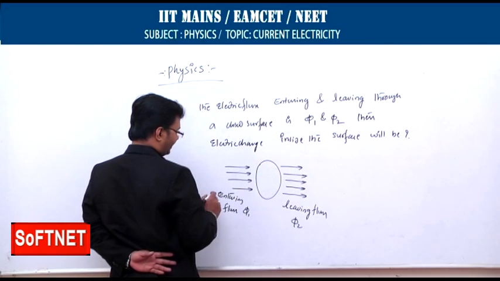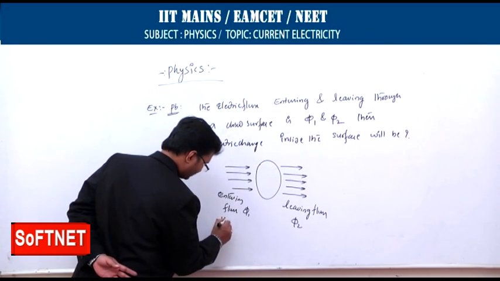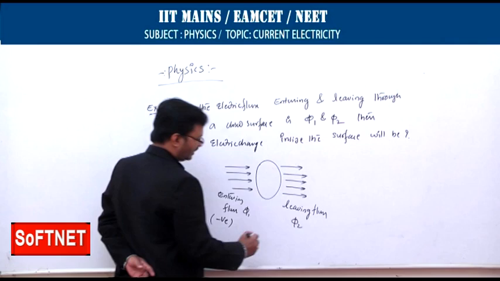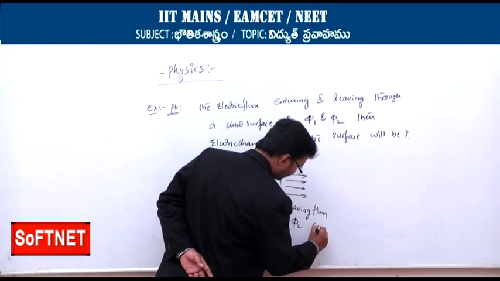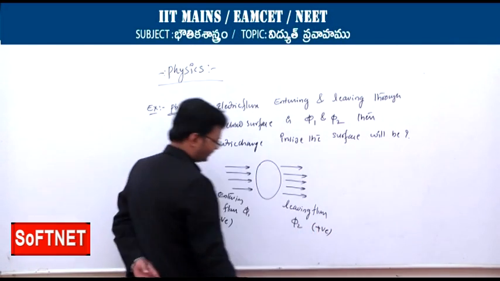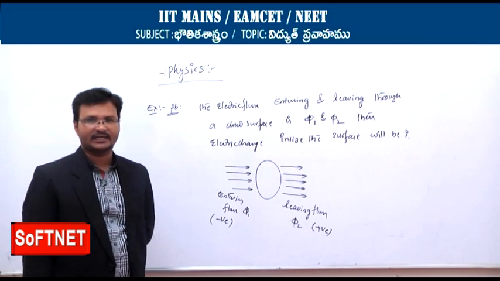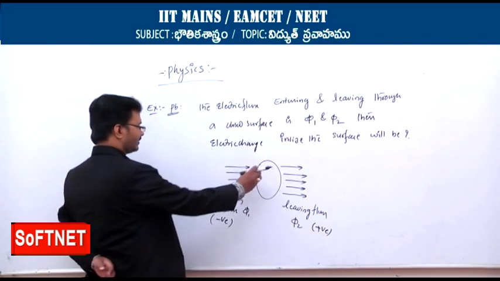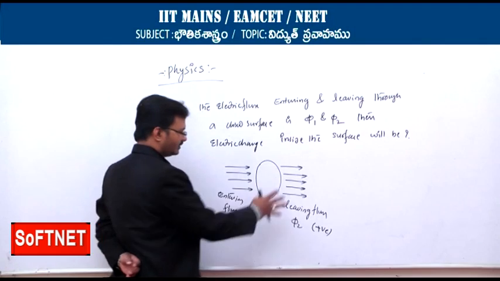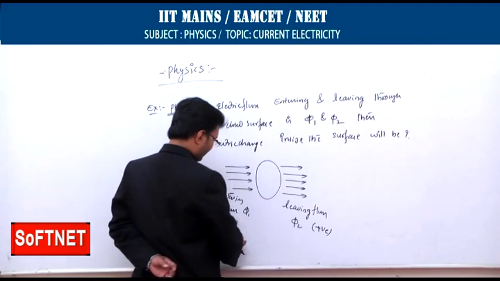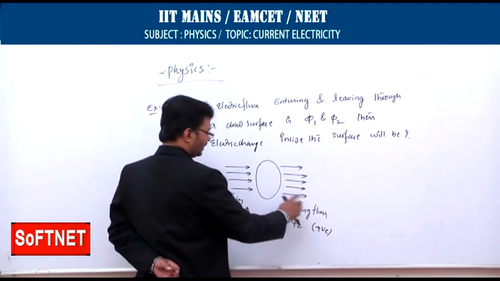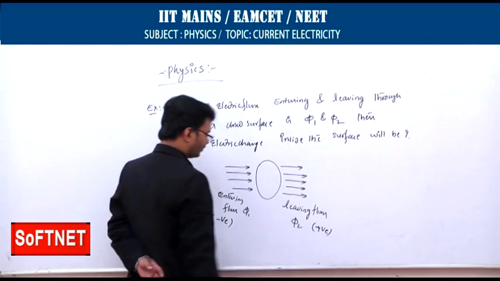Entering flux we are taking as negative, leaving flux we can take as positive. This is a closed surface, this is entering flux, this is leaving flux. Entering flux is negative, leaving flux from the surface is positive.